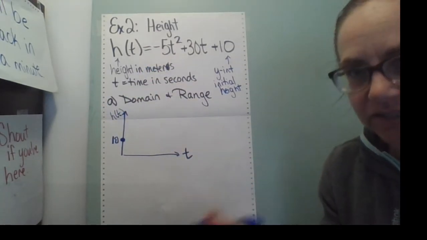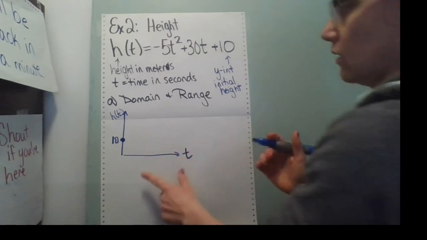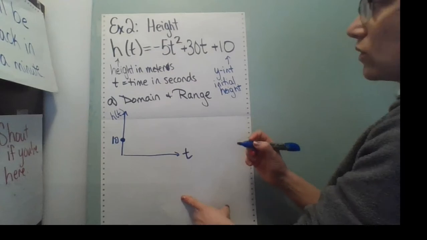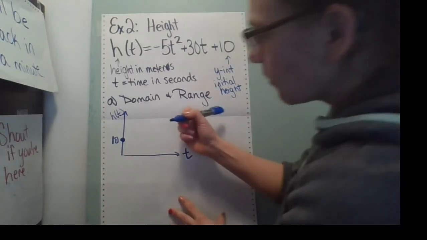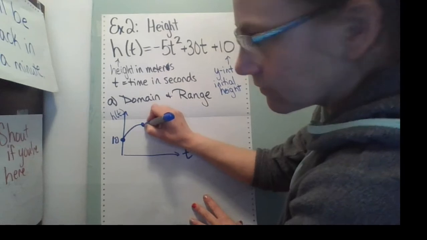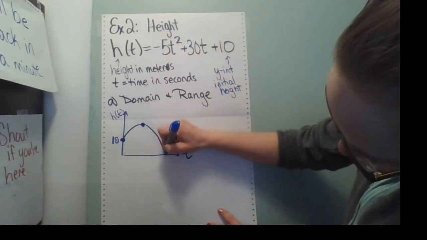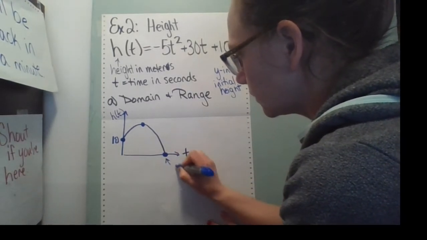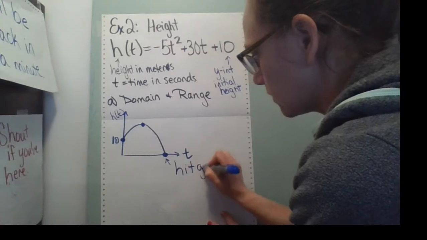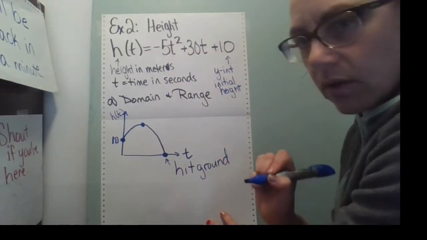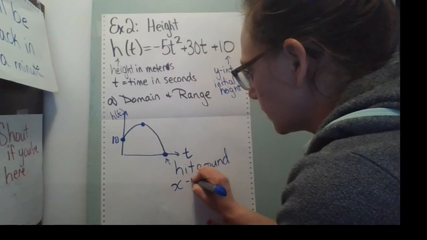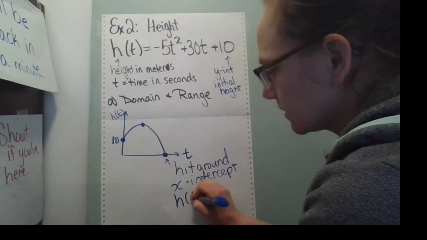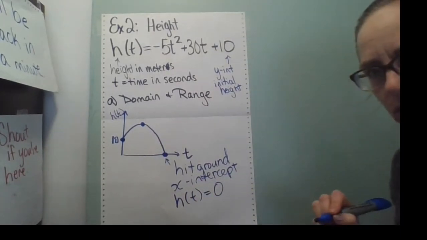I don't have to be to scale. I just have to have an idea of what we're talking about here. Okay. We know it's a negative, which means it's going to curve down. So let's just guess, since it's a quadratic, we're going to go up. We're going to hit some vertex. And then we're going to come down. And then we're going to hit the ground. So here's where we hit the ground. Well, that's our x-intercept. X-intercept. So that's at h of t equals 0.